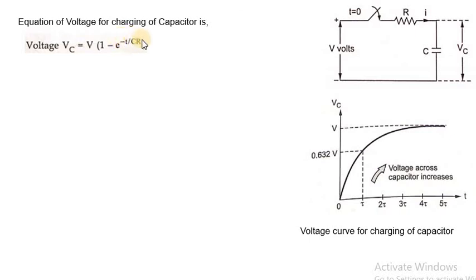Okay. So what is the value of this term? The value of e raised to minus t divided by CR at t equal to infinity condition comes 0. So what is the bracket value? Bracket value comes 1. So what is VC? VC equal to V at t equal to infinity condition. Okay. So this equation satisfies this graph or vice versa.